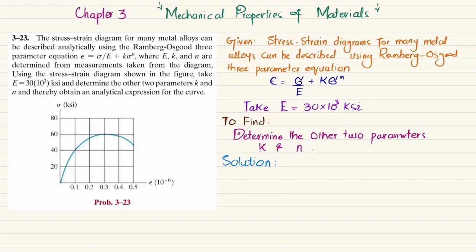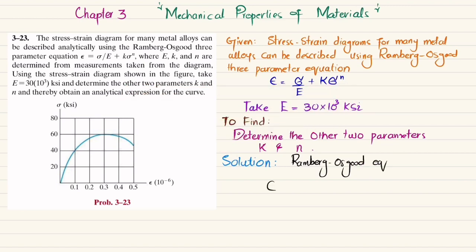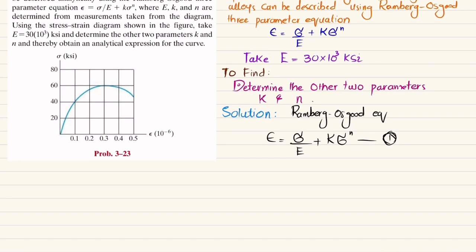So as per the Ramberg-Osgood equation, we have strain is equal to stress divided by modulus of elasticity plus K into stress power N. This is your equation number 1. Clear?